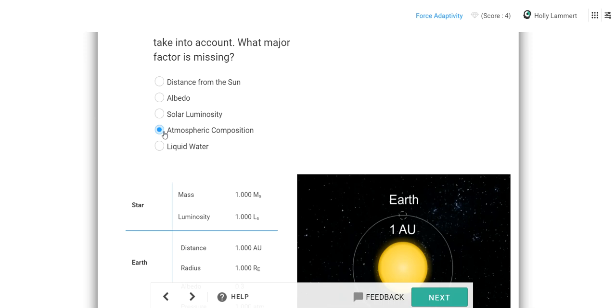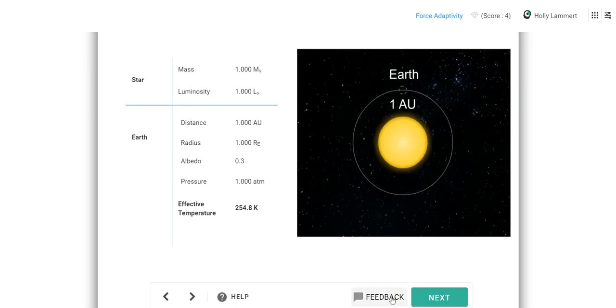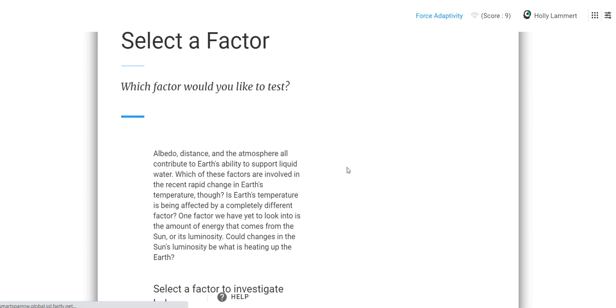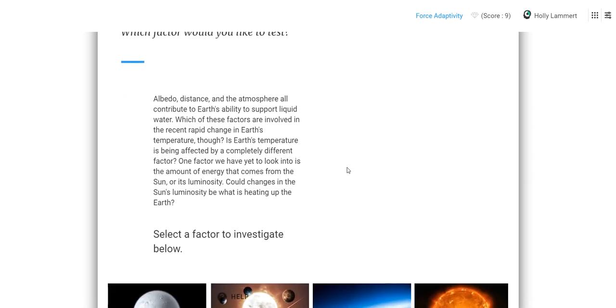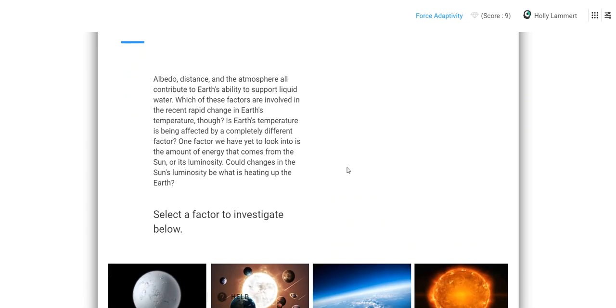Okay, and the answer here is going to be atmospheric composition. They did not have that as part of that calculation. So we're going to test out some of these factors. Albedo, distance, and the atmosphere all contribute to Earth's ability to support liquid water.